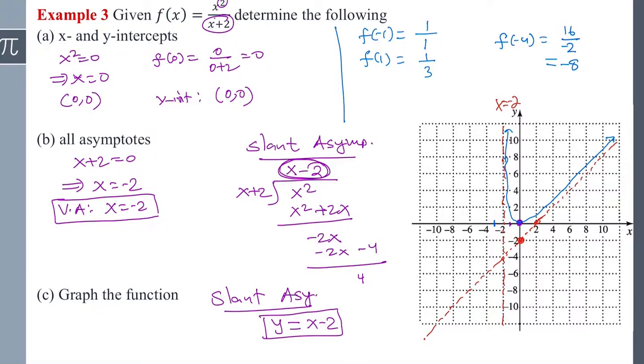So when x is negative 4, the function is negative 8. So it looks like the function comes this way, and then it goes through that point and goes down. So the green curve represents our function. So we have the vertical asymptote and then we have the slant asymptote.